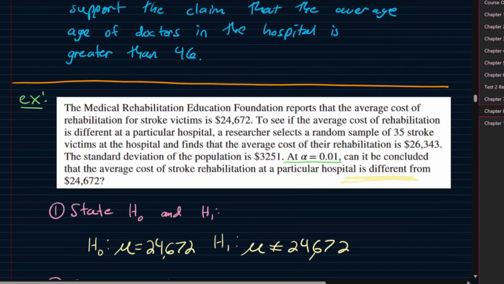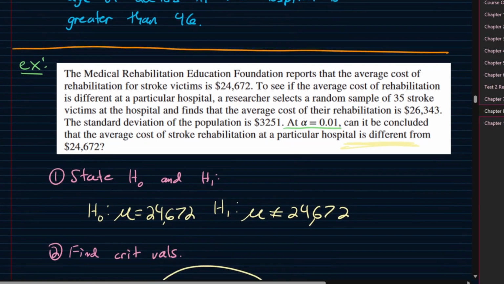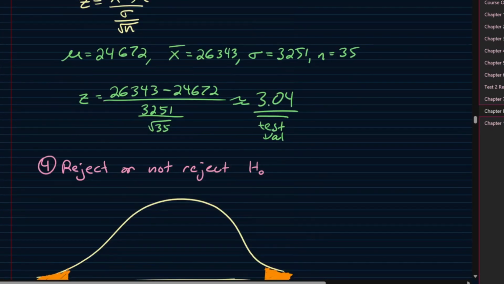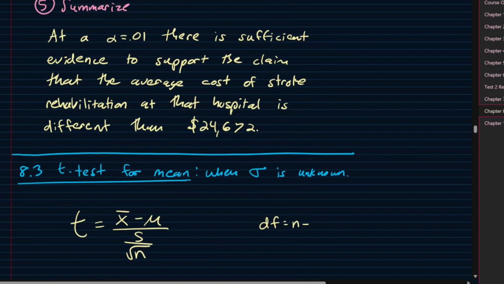Okay, and got other examples there. And then we've got the same procedure for when sigma is unknown. And we use this formula for our t value: x bar minus mu over s divided by square root of n. And the df is still, of course, n minus 1. I don't know why the 1 went away. Let me put it back.